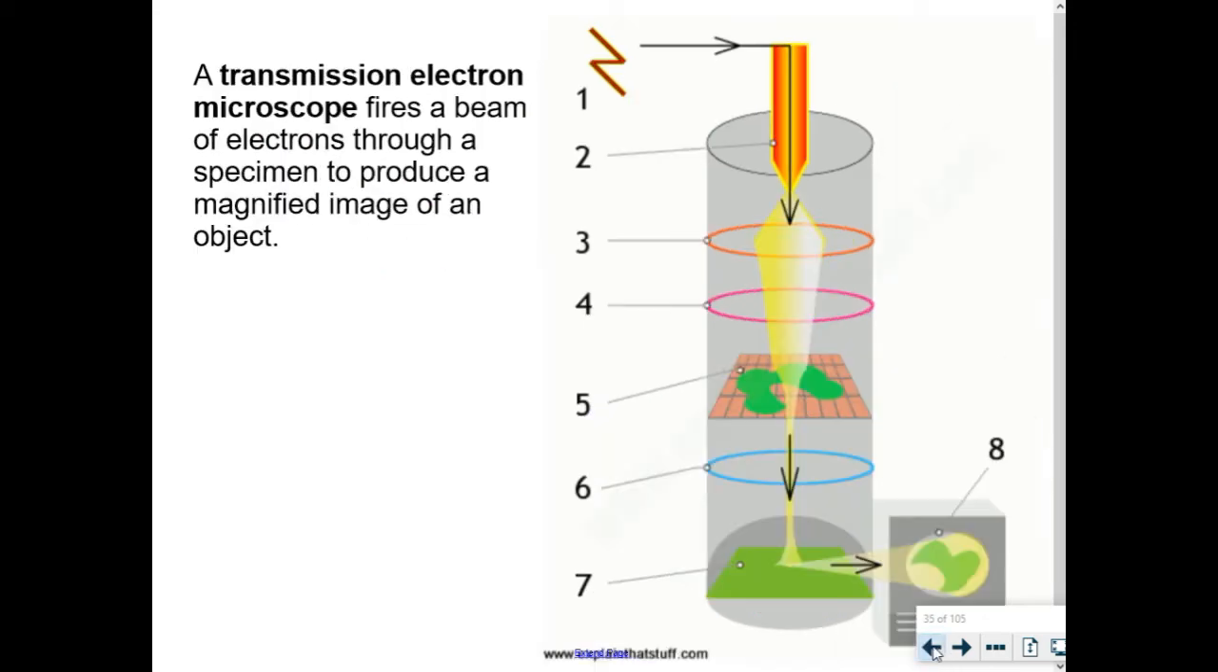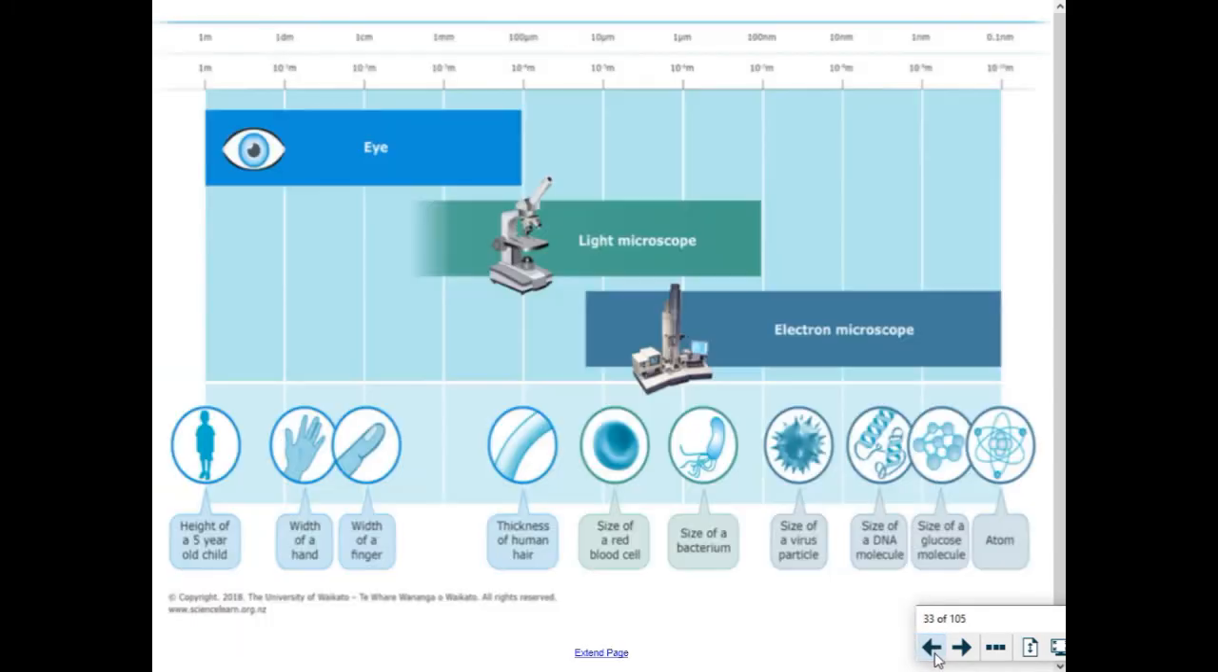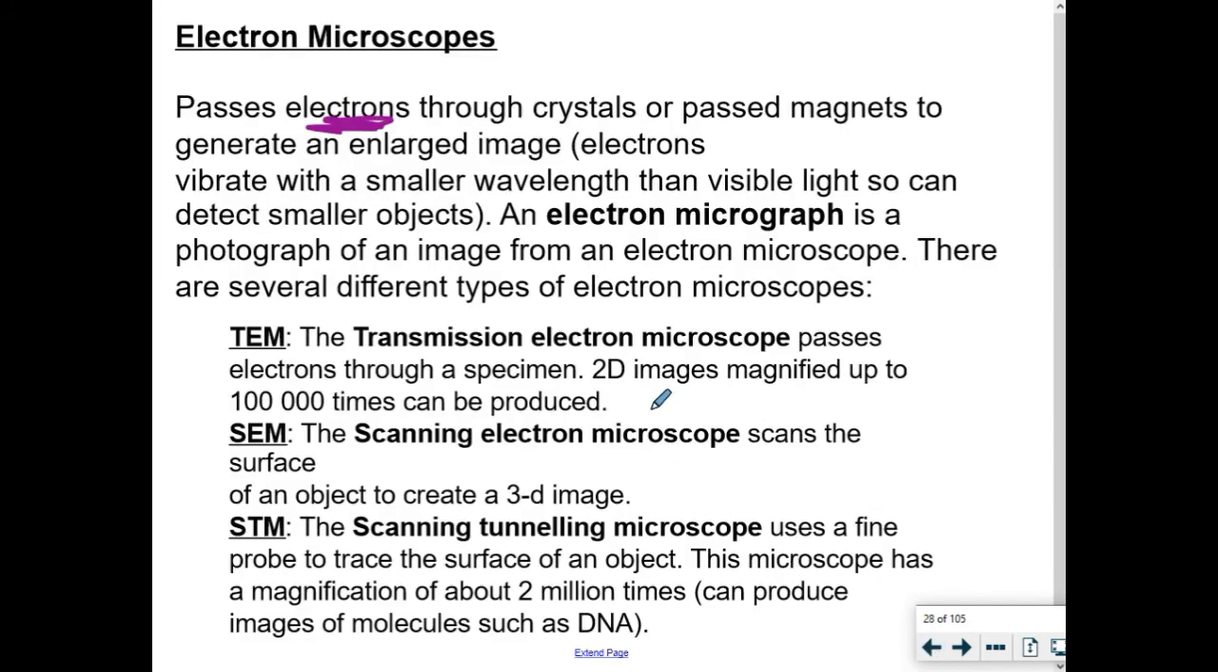Okay. So if I can go back a slide or two here to where these originally were, here's basically the concept. A transmission electron microscope passes electrons through a specimen. Makes sense, transmission means through. And you get two-dimensional images that are up to 100,000 times zoomed in.